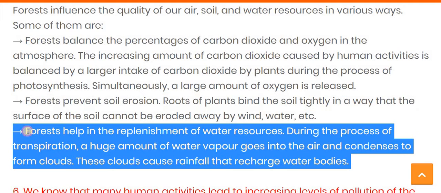The third thing is that forests help in the replenishment of water resources through the process called transpiration. As we see in the water cycle, transpiration also plays a very important role in carrying out the water cycle. A huge amount of water vapor goes into the air, and then it is cooled down by the process called condensation, and then it forms clouds, and these clouds cause rainfall and that recharges the water bodies. So the forest also helps in the maintenance of water bodies.